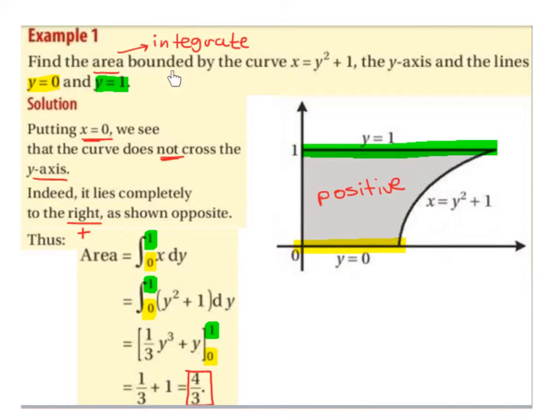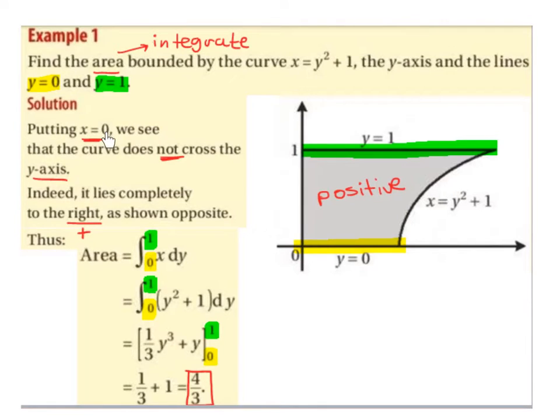Find the area bounded by the curve x equals y squared plus 1 and the y-axis, and the lines y equals 0 and y equals 1. When we hear area mentioned, we want to think integrate. So here's the x-axis, here's the y-axis. This is our curve, x equals y squared plus 1. This is 0 on our x-axis, and this is 1 on our y-axis. This is 0 on our x and y-axis because it's the origin. This is the line y equals 0, and this is the line y equals 1. We're interested in the area between the curve and the y-axis between these points, so this grey area here.